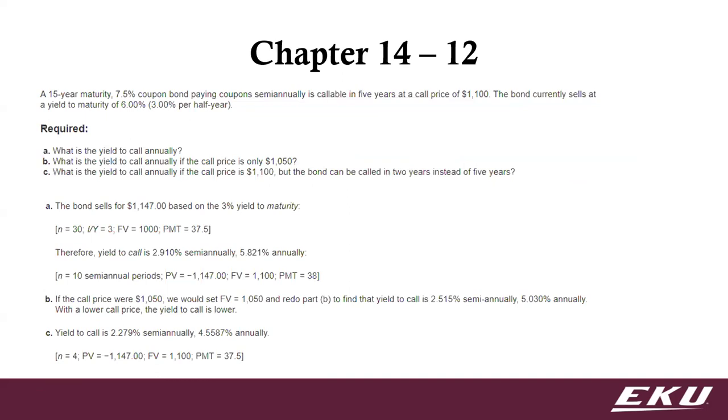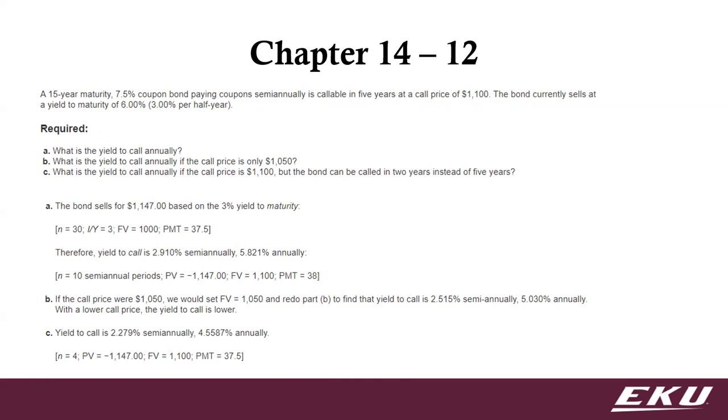This is problem 12. Again, we're given a number of periods. It was 15 years, but semi-annual, so it'll be 30. It's a 7.5% coupon. So once we multiply that, we'll have to divide that by 2, right? When we put that in for our payment. It's callable in 5 years at a price of 1,100. So we could get called out, right? But if we do, it will be at 1,100, not at 1,000.